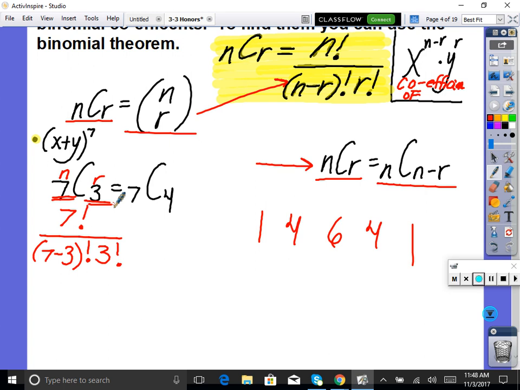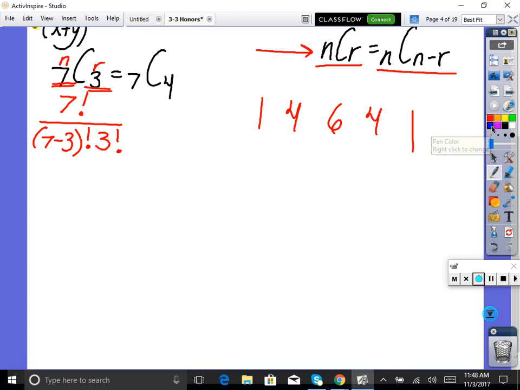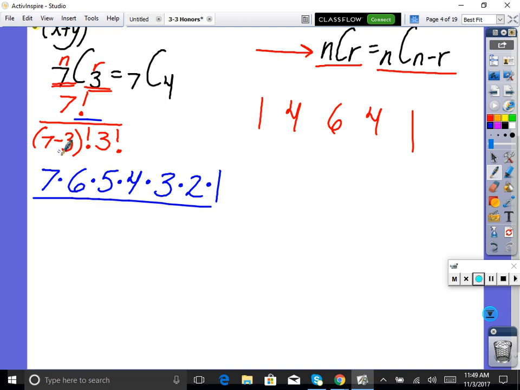So 7 factorial means 7 times 6 times 5 times 4 times 3 times 2 times 1. Factorial just means start at the highest number and work your way down to 1, multiplying it all out. So literally the factorial is just a man-made notation to write this out. All right, so now don't we have divided by, what is 7 minus 3?